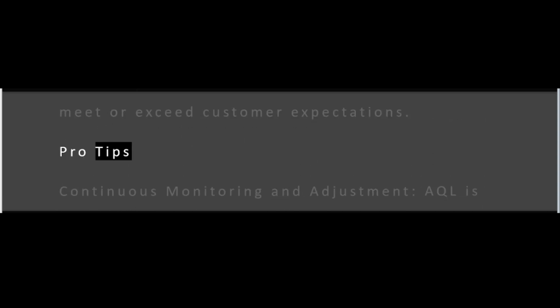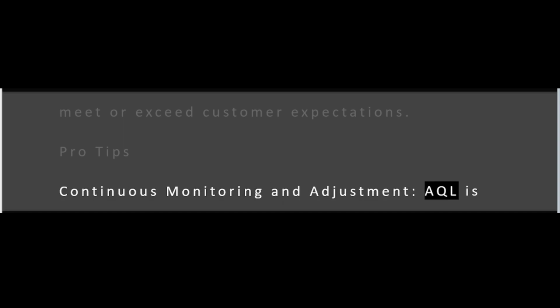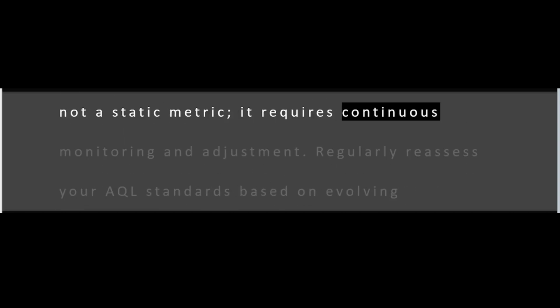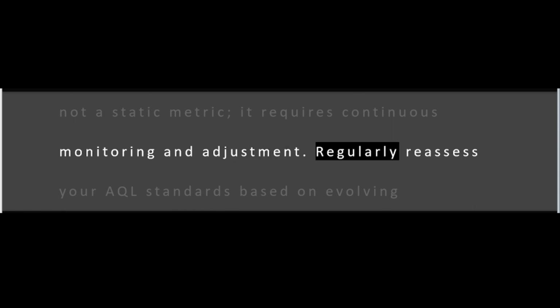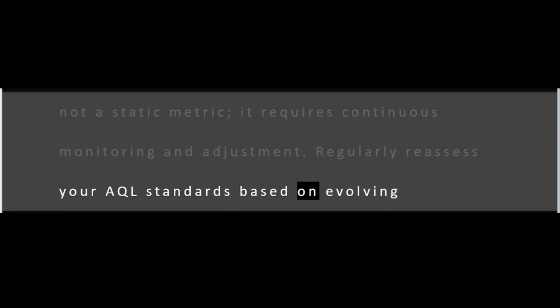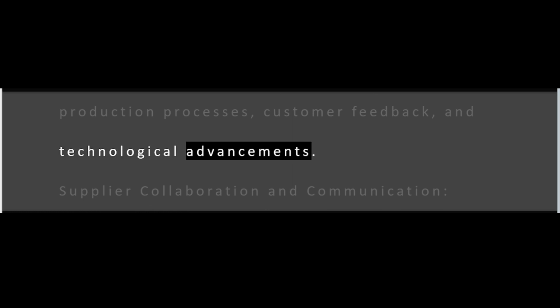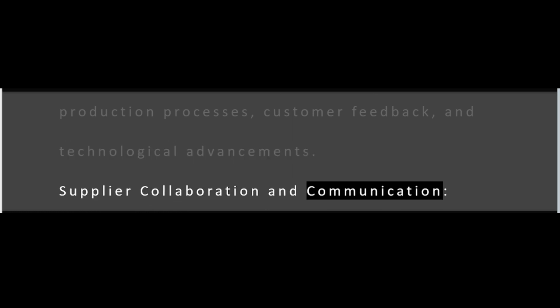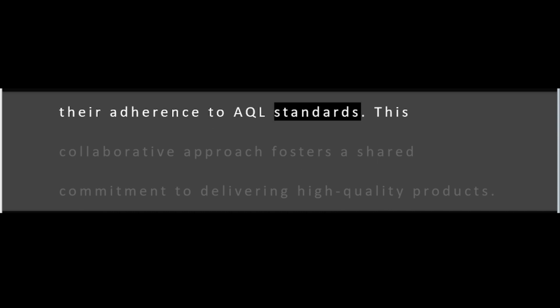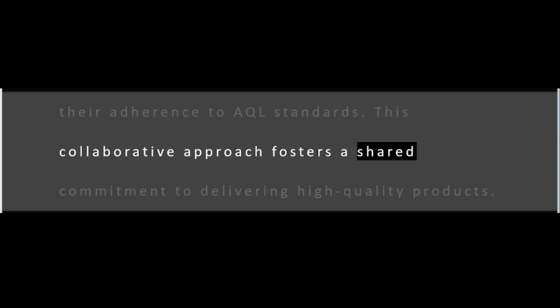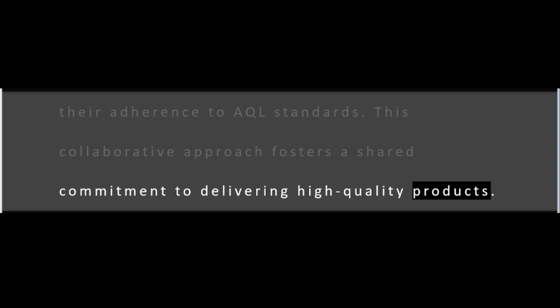Pro tips. Continuous monitoring and adjustment. AQL is not a static metric, it requires continuous monitoring and adjustment. Regularly reassess your AQL standards based on evolving production processes, customer feedback, and technological advancements. Supplier collaboration and communication. Effective communication with suppliers is paramount. Collaborate with them to establish clear quality expectations and regularly assess their adherence to AQL standards. This collaborative approach fosters a shared commitment to delivering high-quality products.